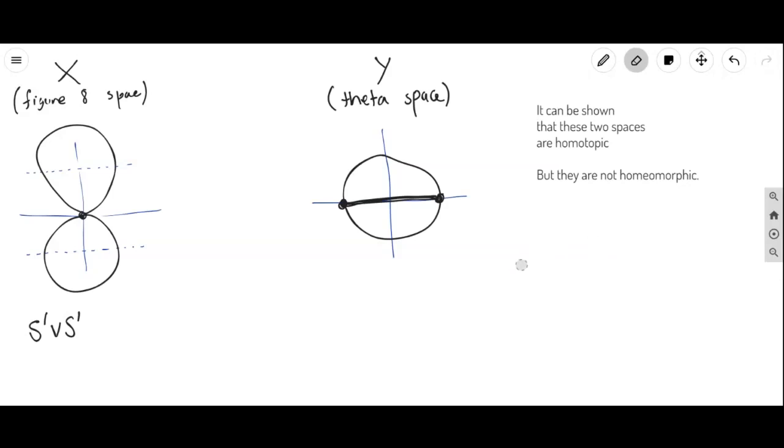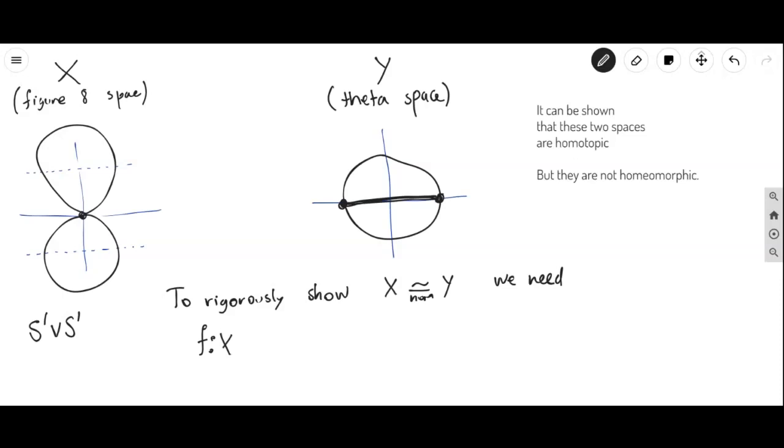Now, what you need to do is you have to construct, to rigorously show that x is homotopic to y, we need to find two functions. One function maps x into y, and another function maps y into x, so that when you do f composed g, that would be homotopic to the identity on y. And when you do g composed f, that would be homotopic to the identity on x.